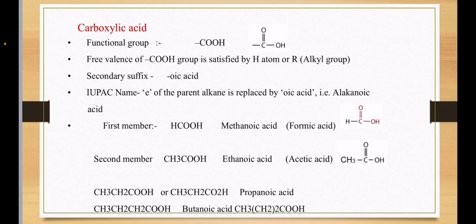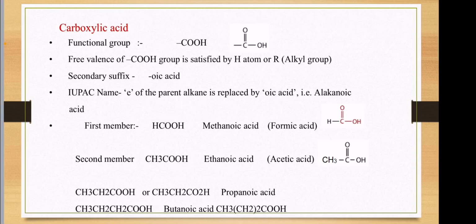Now carboxylic acid, the functional group is COOH, and the suffix we write is -oic acid. Again this also contains carbon in the functional group. So the first member is HCOOH, that is methanoic acid, and common name is formic acid, and the second member is CH3COOH, common name acetic acid, and this is called ethanoic acid. So likewise you can name them.